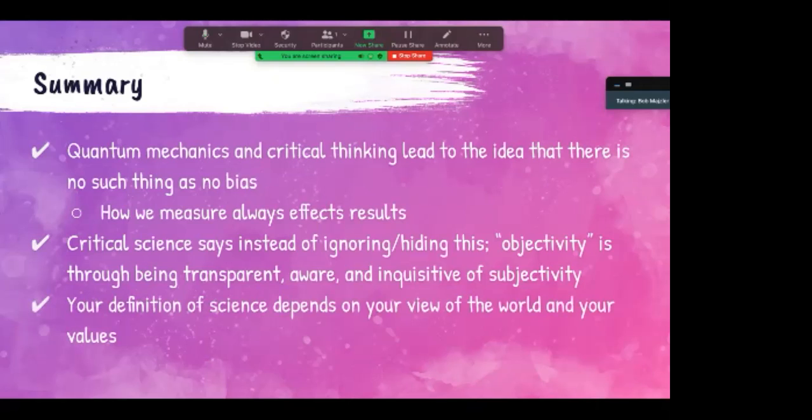Your definition of science depends on your view of the world and your values. So you may have values that line up with positivism. You may have values that line up with critical theory and critical science.